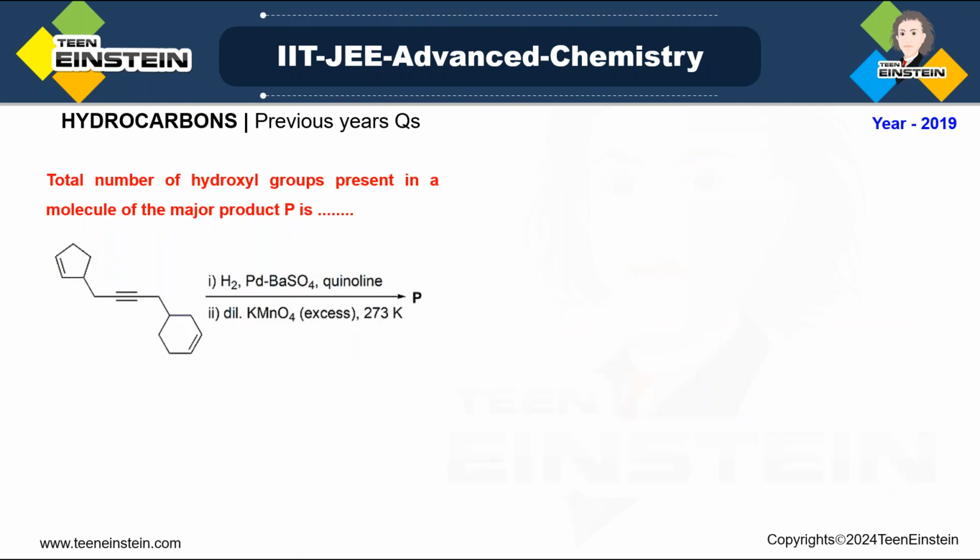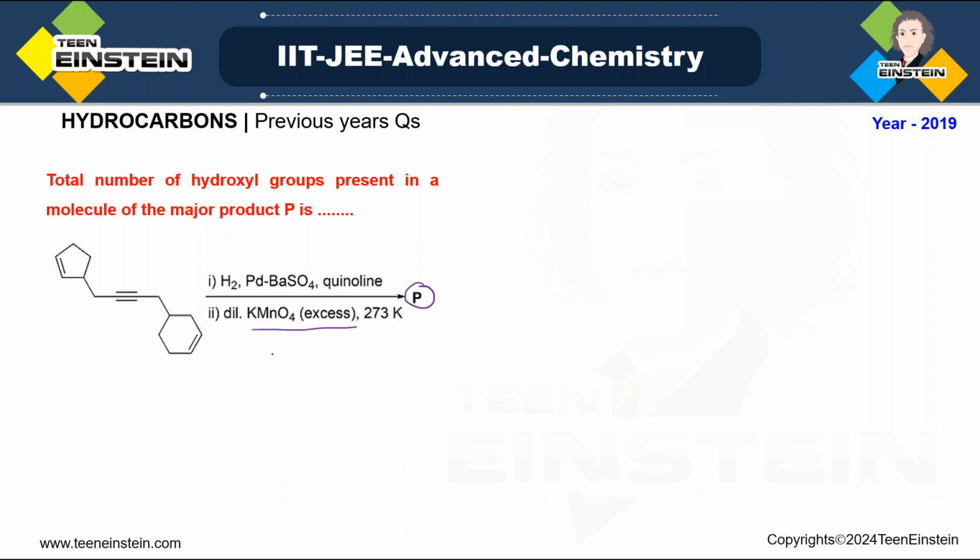Total number of hydroxyl groups present in a molecule of the major product P is. Total number of hydroxyl groups present in a molecule of the major product. So P is our major product. Okay. Two different reagents are given. First reagent is H2, Pd/BaSO4 and then there is quinoline. And the second reagent is dilute KMnO4 excess.